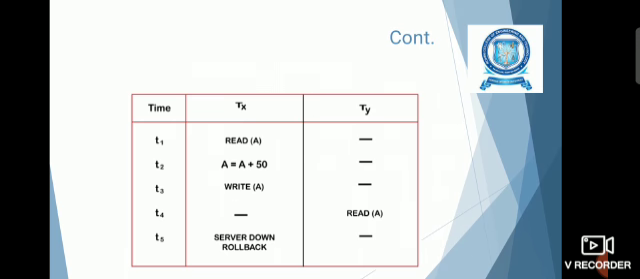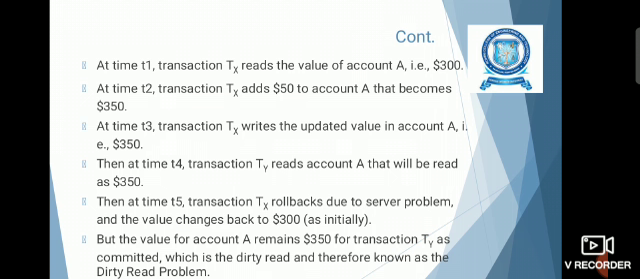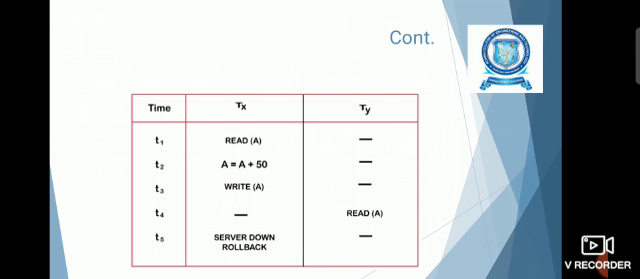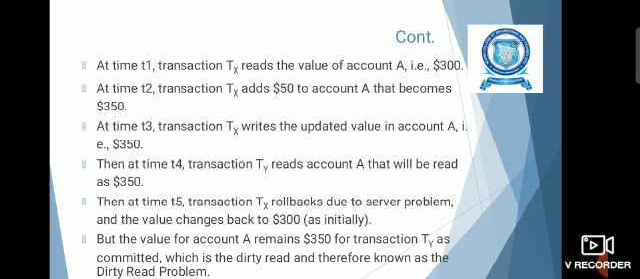The transaction Ty has read the value of A as 350, and the value of account A remains 350 for the transaction Ty as committed, which is the dirty read, and therefore it is known as the dirty read problem. The transaction has read the wrong value, which is called a dirty read. So this problem is otherwise called the dirty read problem.